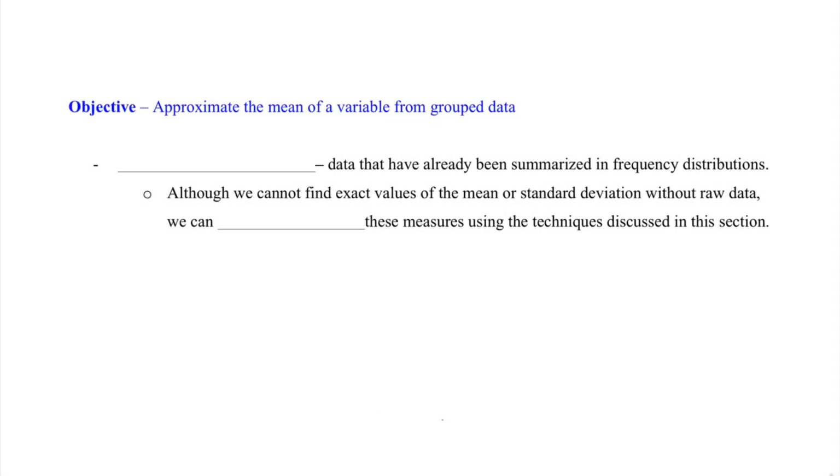Heading into our first objective then, we need to know how to approximate the mean of a variable from grouped data. First, defining grouped data, that's data that's already been summarized for us in frequency distributions. The downside here is we cannot find the exact values of the mean or the standard deviation, and this is because we don't have the raw data, we only have the grouped data. Thus, we have to approximate these measures using the techniques discussed in the section.